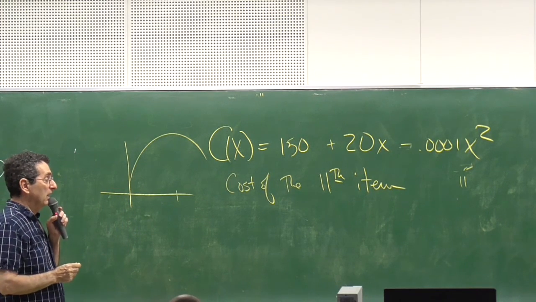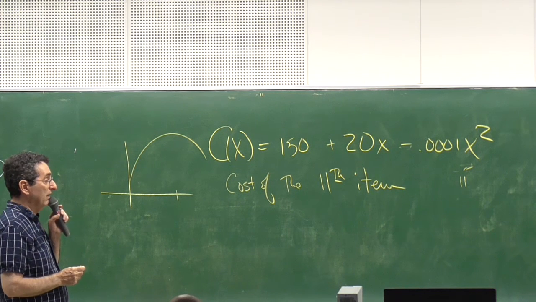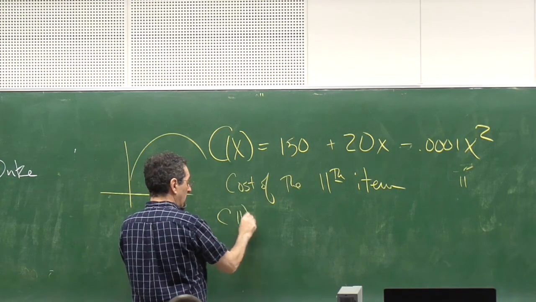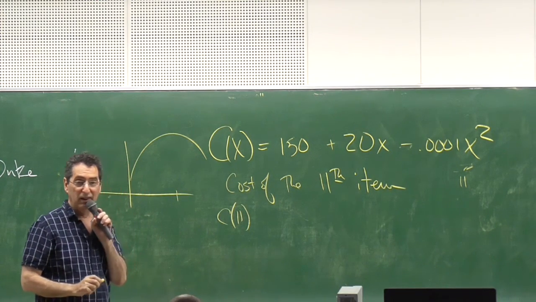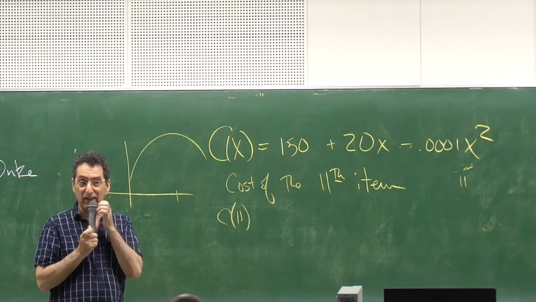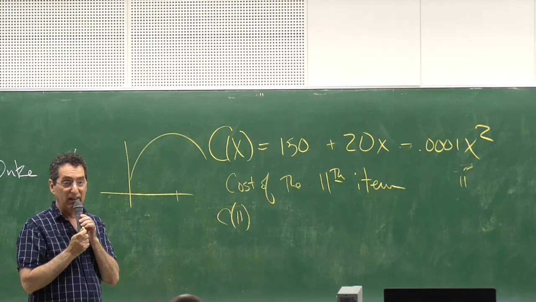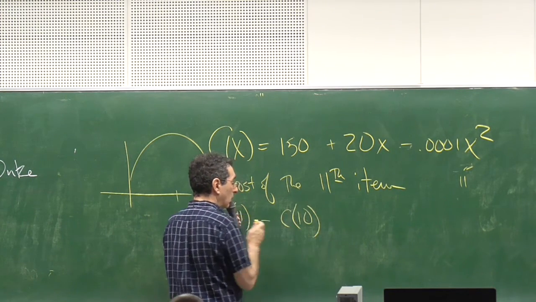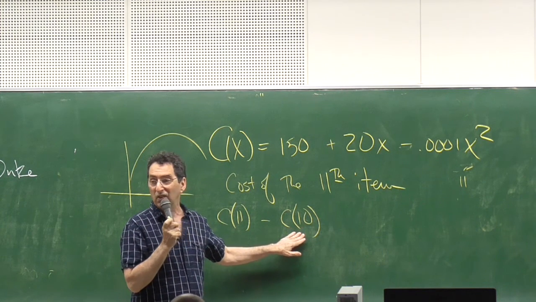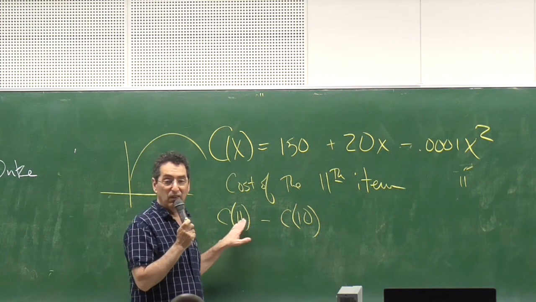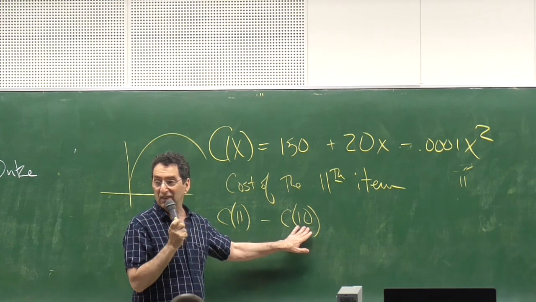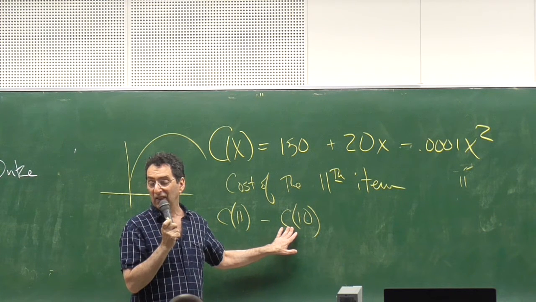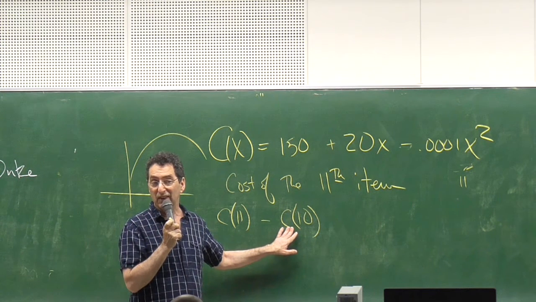Okay, but anyway, what do I mean by the cost of the 11th item? So this is what we mean. First of all, what does that mean? That's the total cost of producing all 11. But with this, well, what does this mean? That's the total cost of producing 10. So what's this minus this? And that's the cost of the 11th item, right? Okay, that's literally the cost of the 11th item.